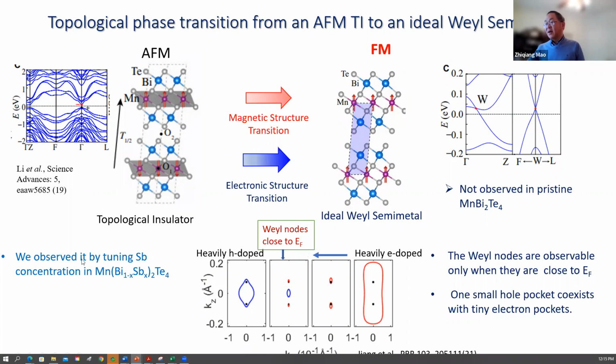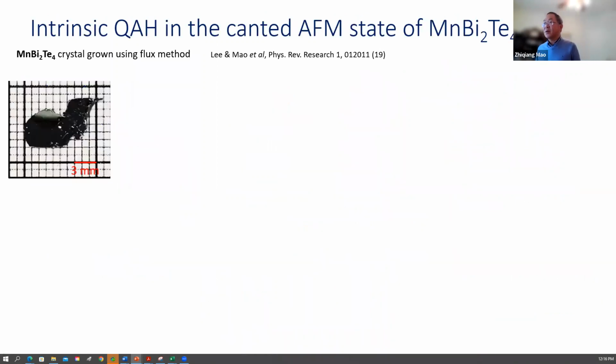So at that point, the Fermi surface includes a small Hall pocket coexisting with two point-like electron pockets. So we can observe the predicted ideal Weyl state only at such a state. So this is what we demonstrated. Okay, so now let me show you our work.